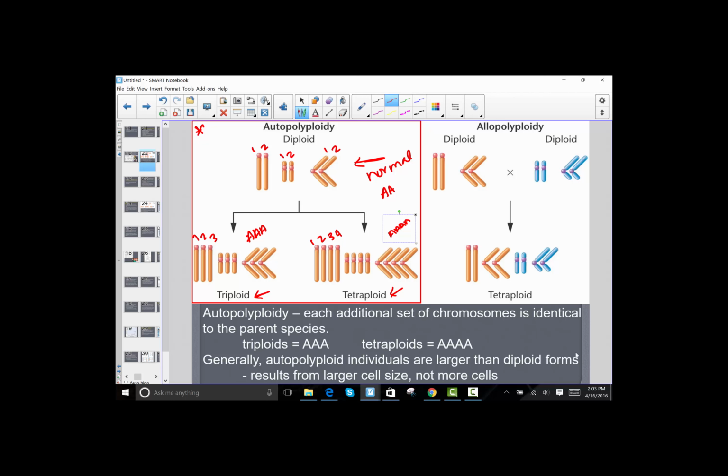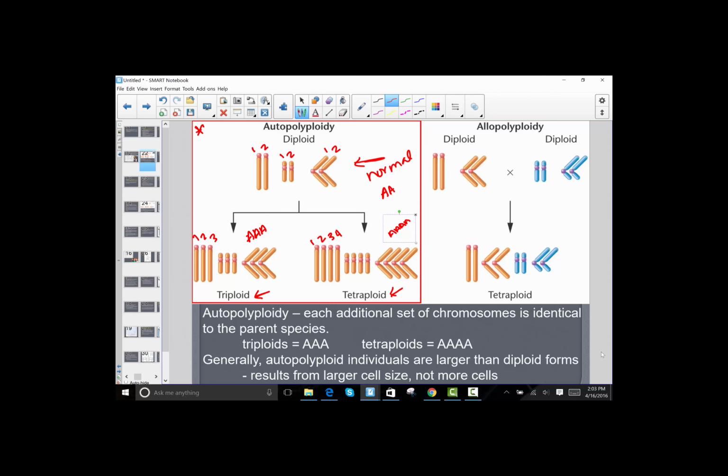So down below here there is a statement that says plants are usually more valuable if they are polyploids, because there is a horticultural or a commercial value placed on these types of plants because they are bigger plants.